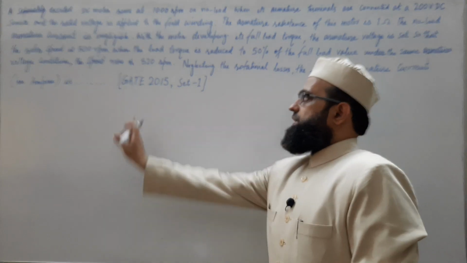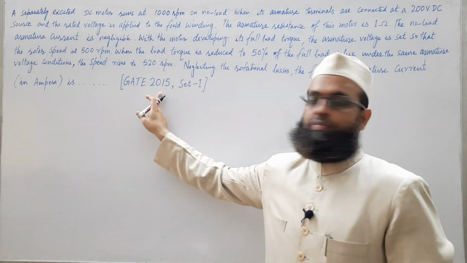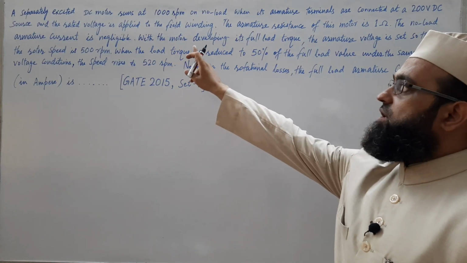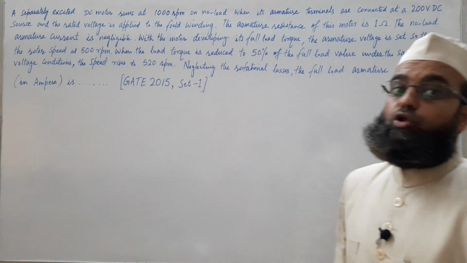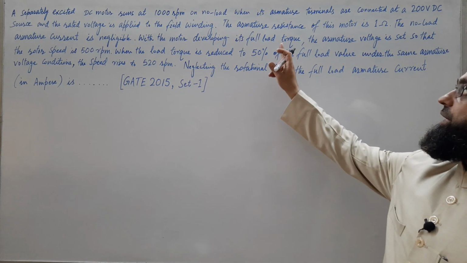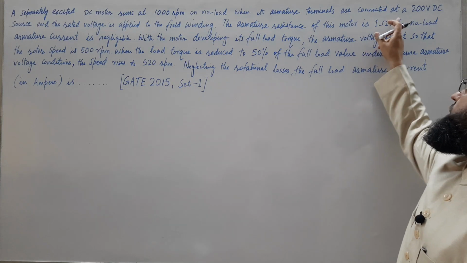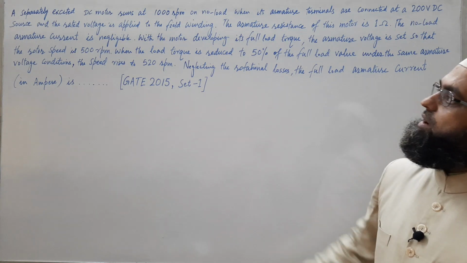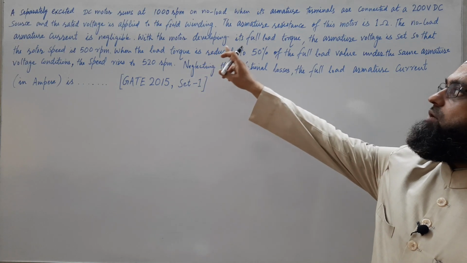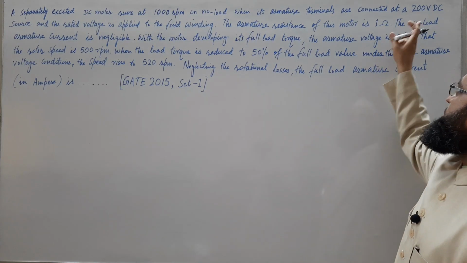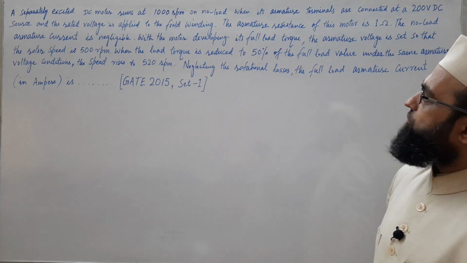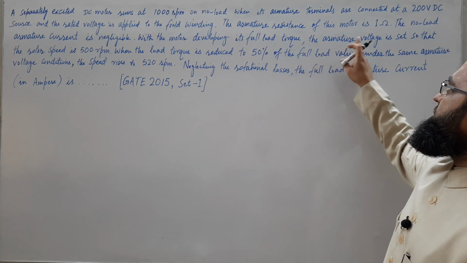This problem was asked in GATE 2015, set 1. A separately excited DC motor runs at 1000 rpm on no load when its armature terminals are connected to a 200 volt DC source and the rated voltage is applied to the field winding. So, this is rated voltage applied to the field winding. The armature resistance of this motor is 1 ohm.